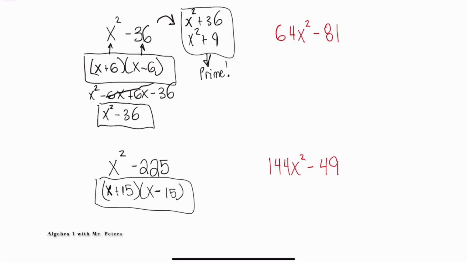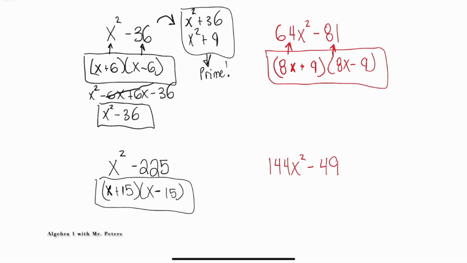Now, with problem number 3 and 4 in red, these are a little different because they do not give you a lead coefficient of 1, but the same rules apply. If you look at 64 and 81, you'll notice that they are both perfect squares. So the square root of 64 is 8, x squared's square root is x, and 81's square root is just 9. So we write the expression twice, and then we just flip the signs. So we know it's going to be 8x plus 9 times 8x minus 9.